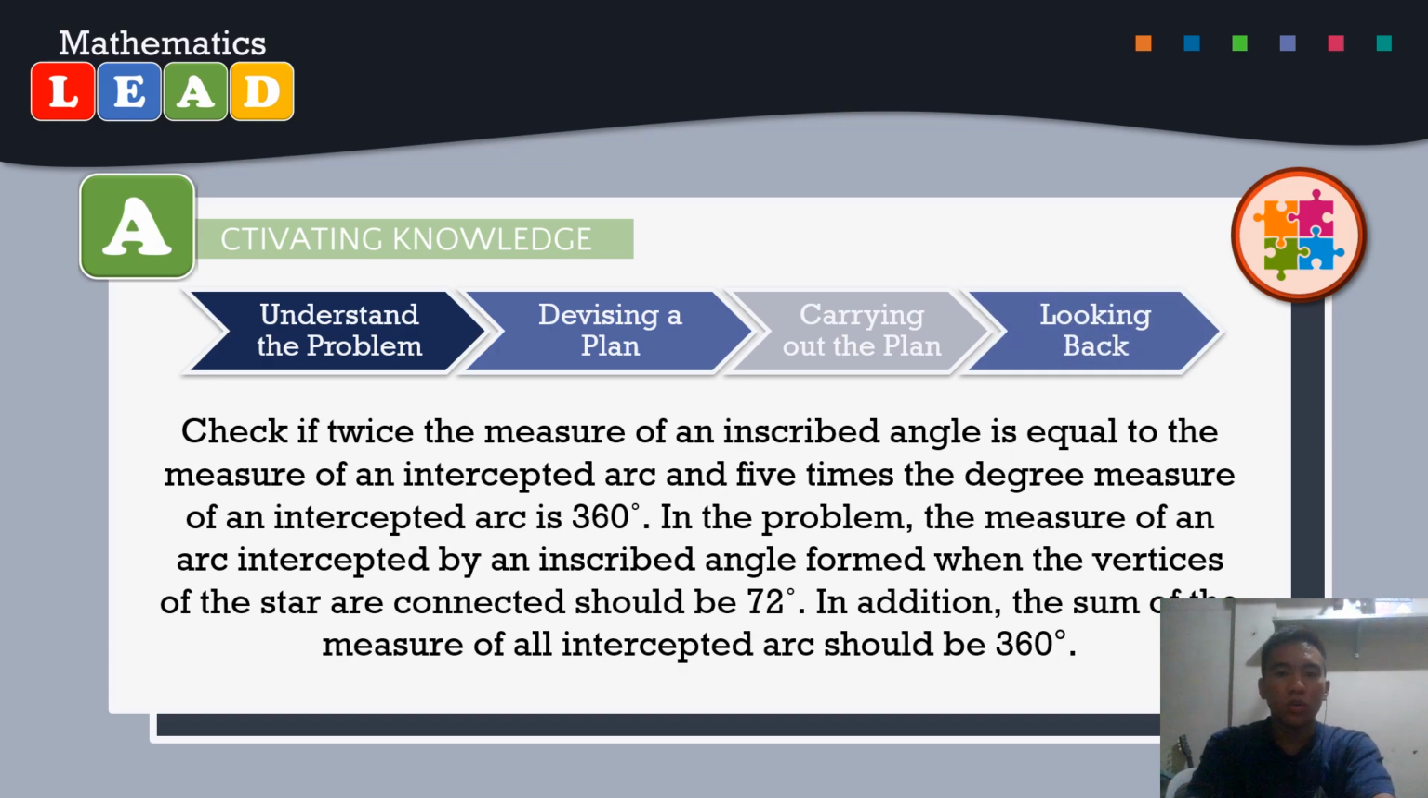Lastly, look back. Check if twice the measure of the inscribed angle is equal to the measure of an intersected arc, and 5 times the degree measure of an intersected arc is 360 degrees. In the problem, the measure of an arc intersected by an inscribed angle formed when the vertices of the star are connected should be 72 degrees. In addition, the sum of the measures of all intersected arcs should be 360 degrees.